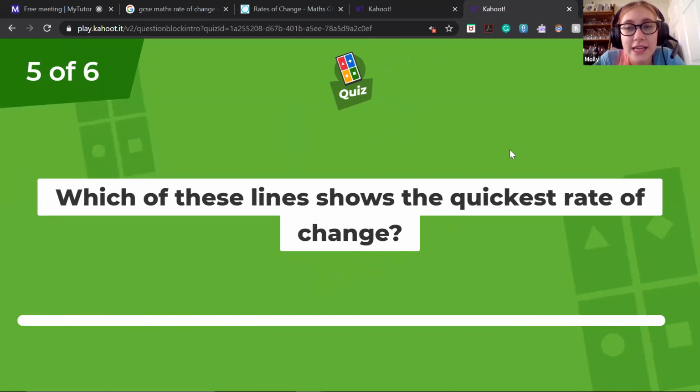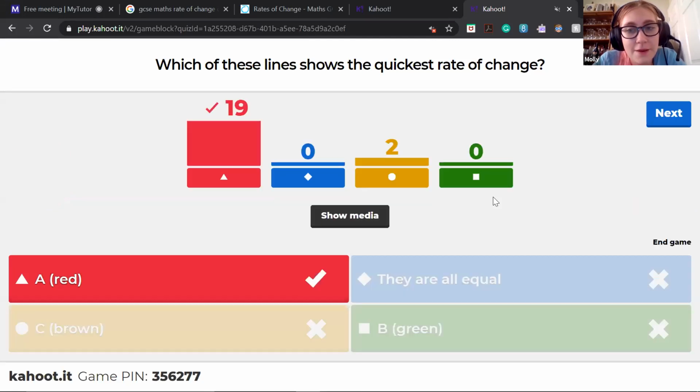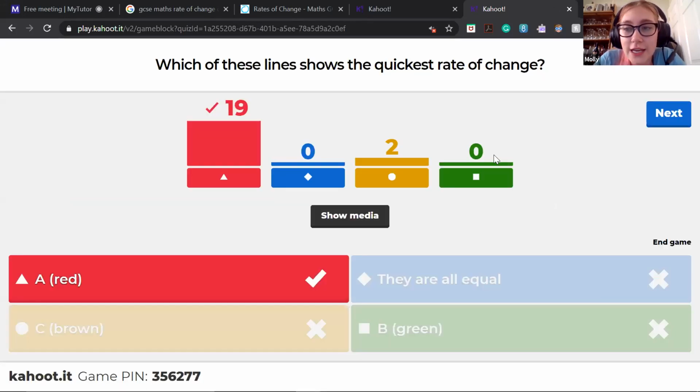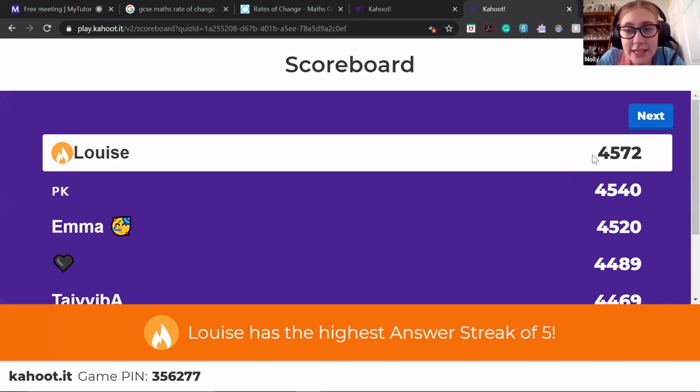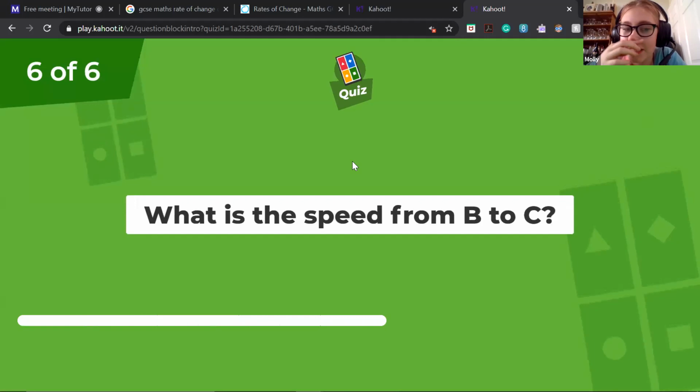Who can remember what I said about what makes a rate of change quick? What makes it fast? Perfect, well done. It was the one with the steepest gradient. So A is traveling slightly quicker than B, so it's got the steepest gradient, so the rate of change is the quickest. Fantastic. Louise stayed at the top the whole time.